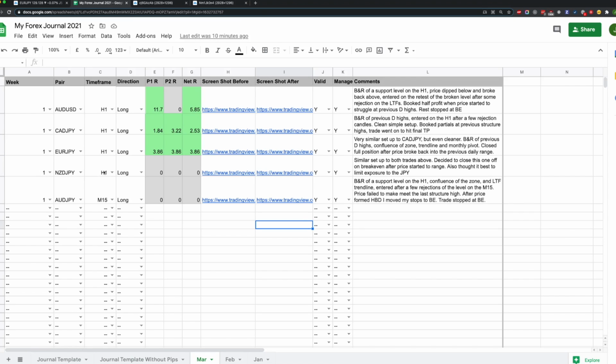This was taken on a 1 hour time frame as a long position. It turned out to just be a break-even trade. It was very similar to these previous two setups which I spoke through, but I decided to close it off just to limit my exposure to the JPY, right? So we have a very similar setup to both trades above. I decided to close this one off at break even after price started to range. I also thought it was best to limit my exposure to the JPY.